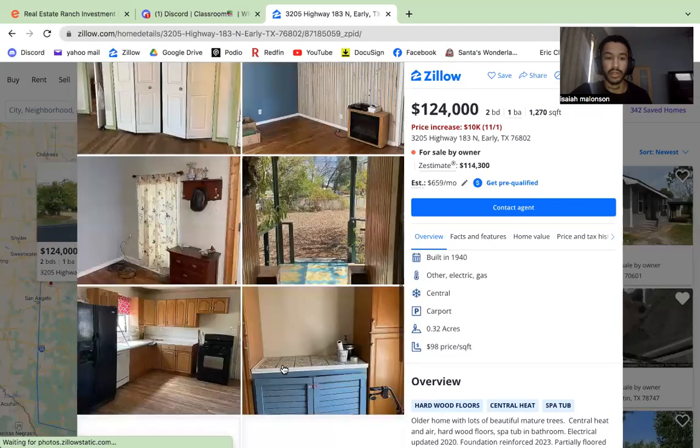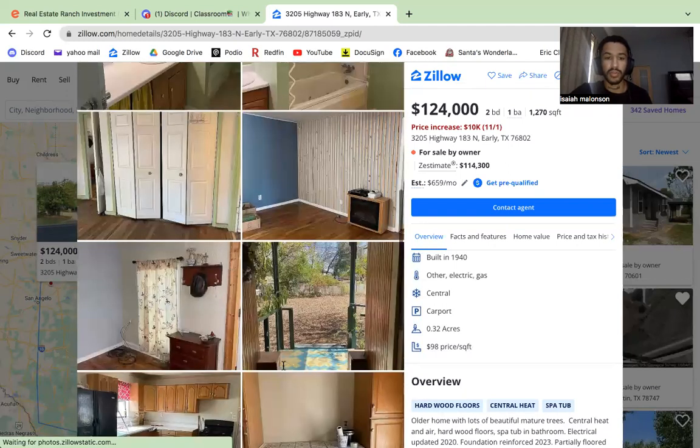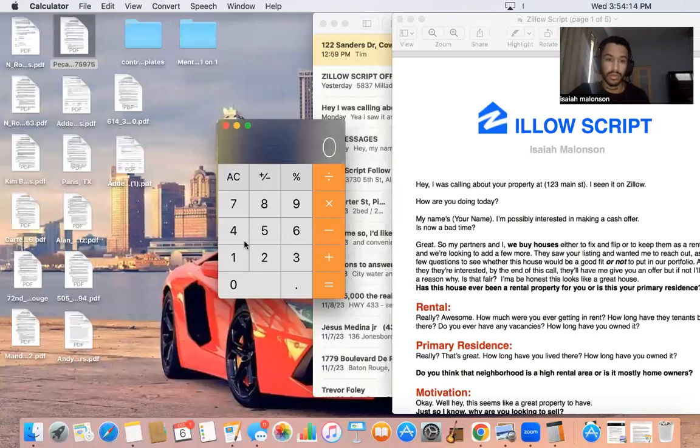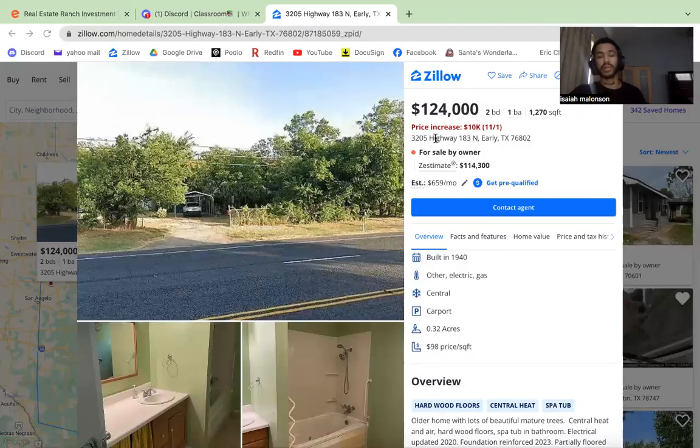It's a little bit outdated. Not too bad, but it could use a little bit of work, cleaning up, updating. I would do 124 times 0.6. I would offer 74.4 on this house straight up. That's what I would call them up right now and offer 74.4.